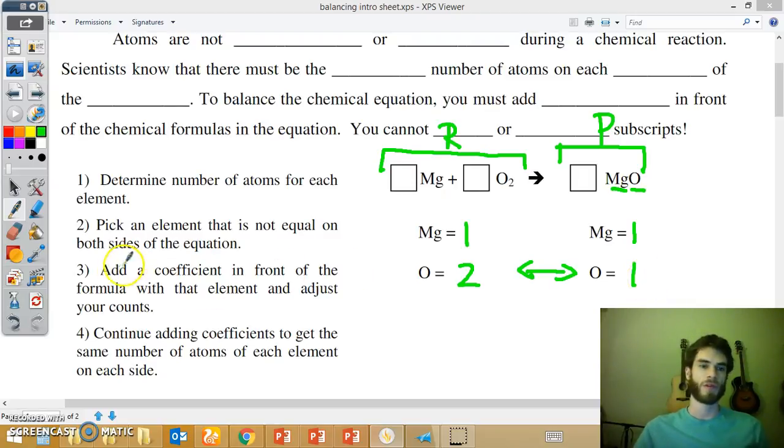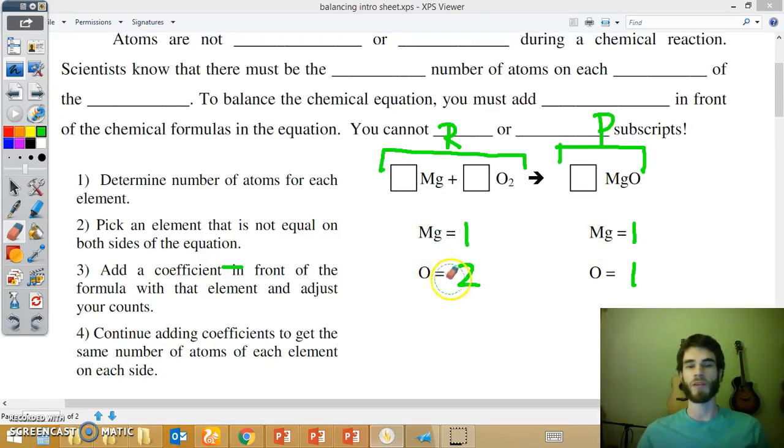Okay? Next, 3. Add a coefficient in front of the formula with that element, in our case oxygen, and adjust your counts. What it means by your counts is these things down here where you have counted how many atoms are on each side. You've got to make a list for each side, and it helps to keep the list in the same order. So like magnesium, if it's first in your list for the reactant side, make it first in the list of the product side.